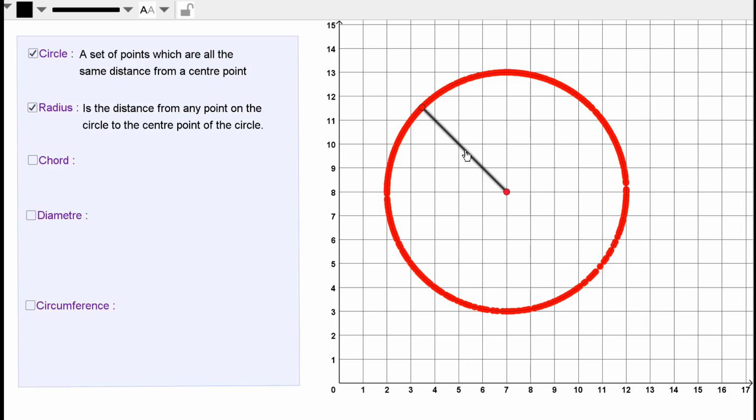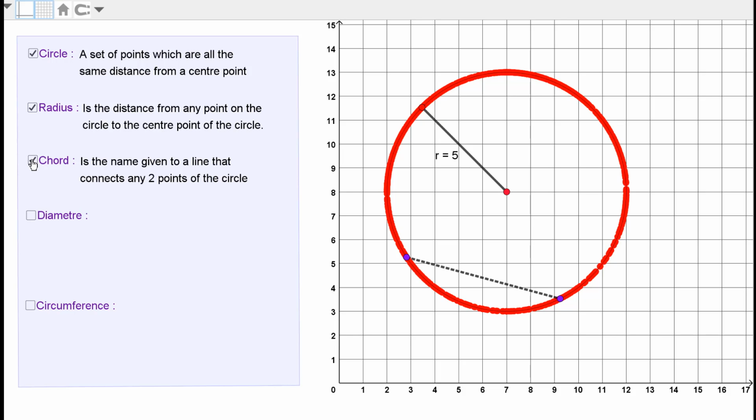Now, for the radius, we generally use the variable small r. So we would say that r equals 5. Now, the next thing we're going to define is a chord. A chord is the name given to a line that connects any 2 points of the circle. So here I've got 2 points on my circle. Here's my first point, and here's my second point. And if you connect any 2 points on the circle, it makes a chord. So that line segment there is a chord.